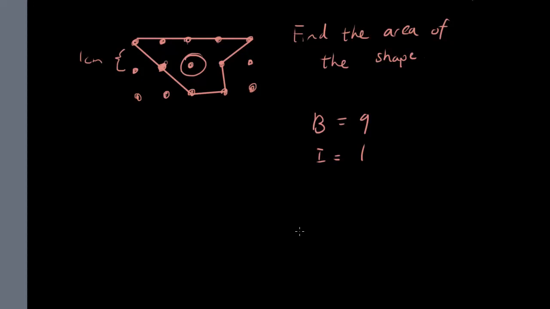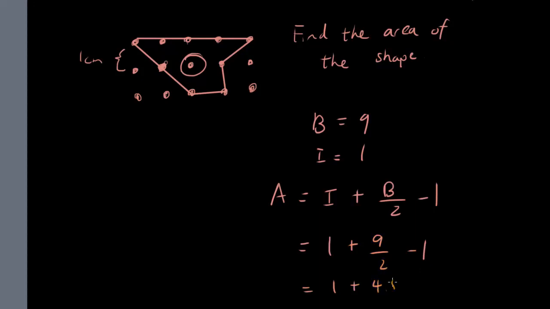Okay, so using Pick's formula, area equals i plus b over 2 minus 1. So it's 1 plus 9 over 2 minus 1. 1 plus, what's 9 divided by 2? 4.5, minus 1. So it's just 4.5. The area inside the shape is 4.5 centimeters squared.